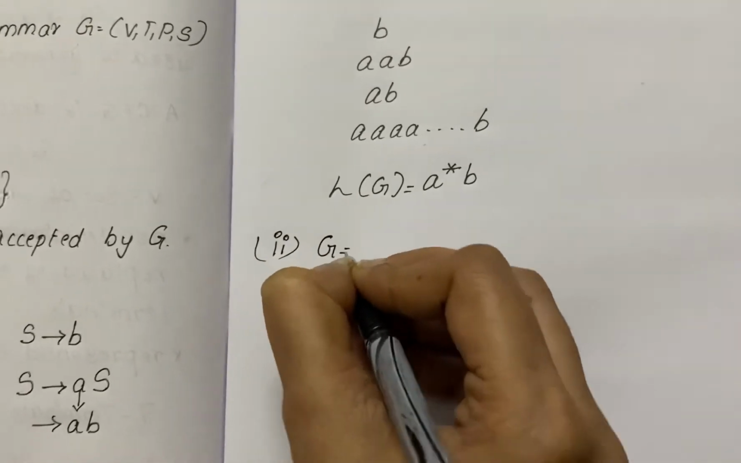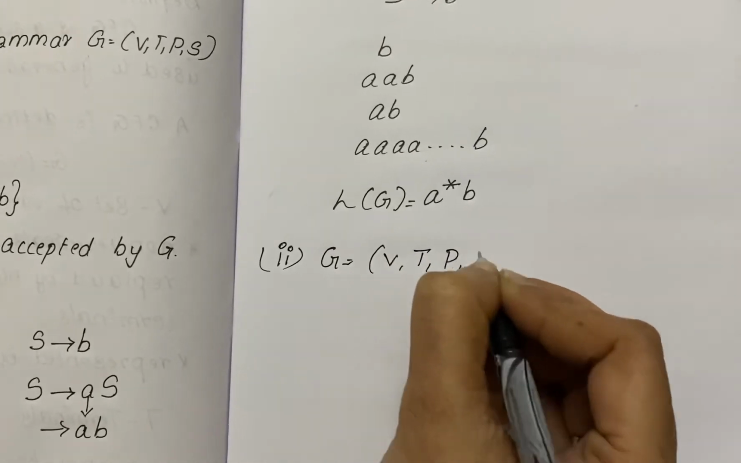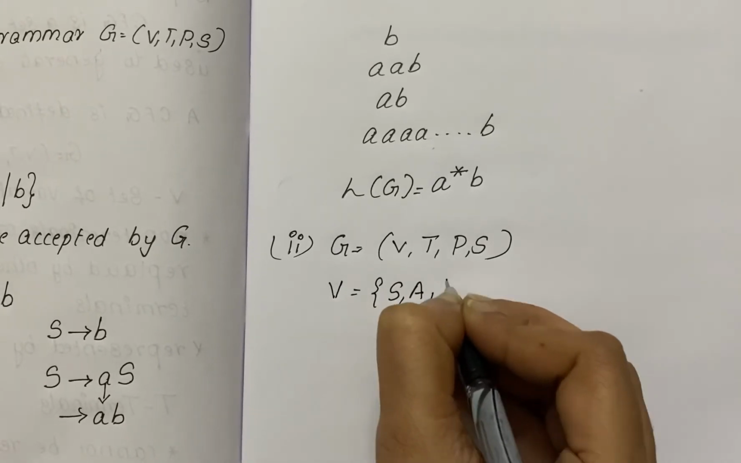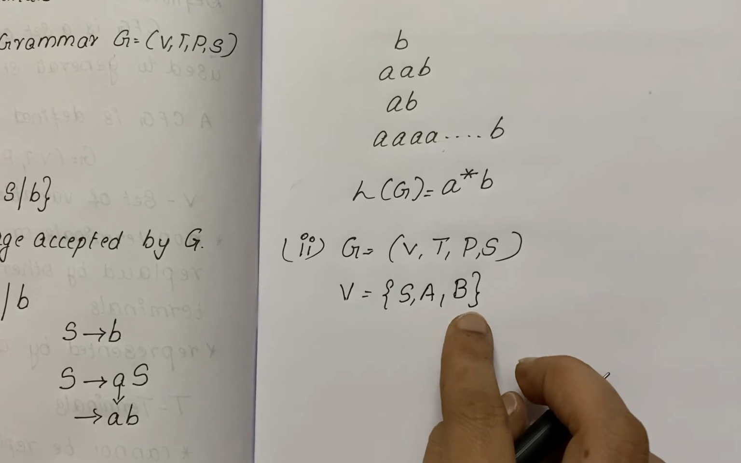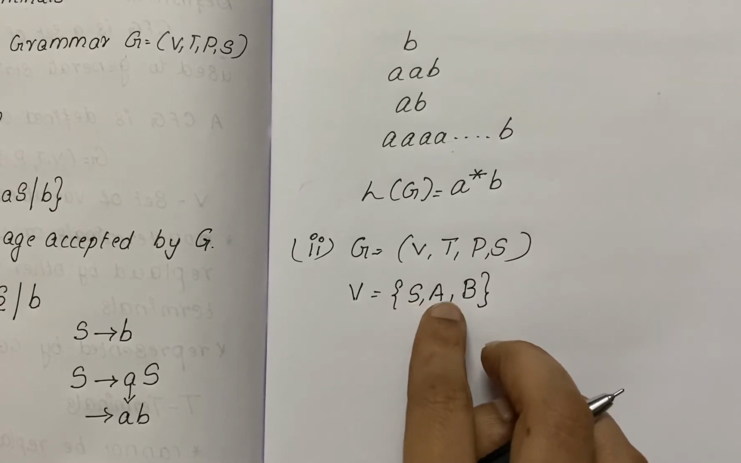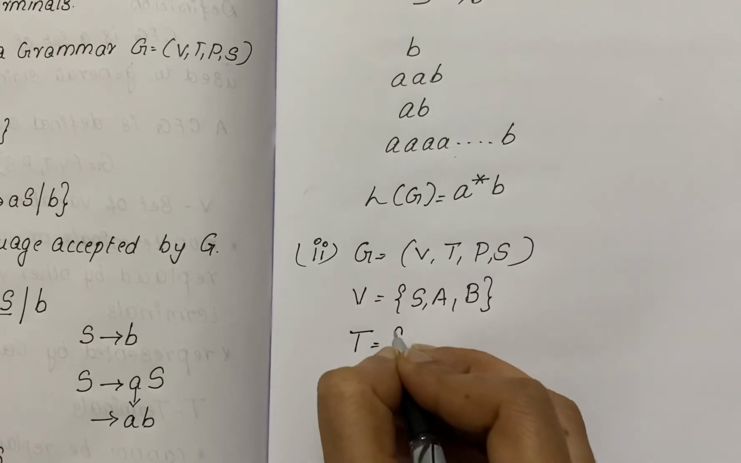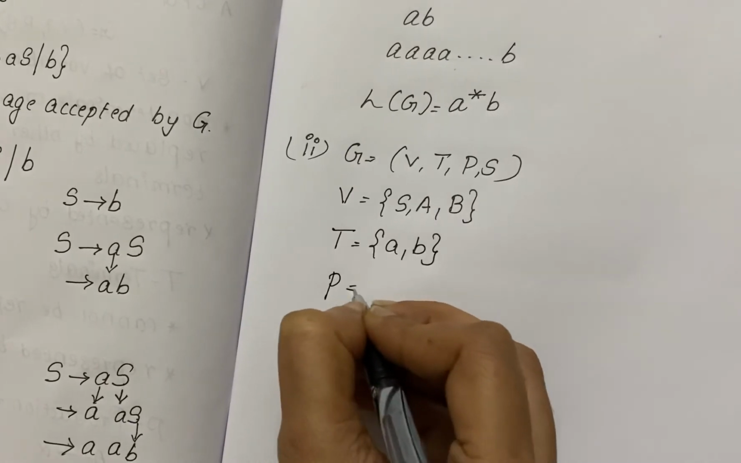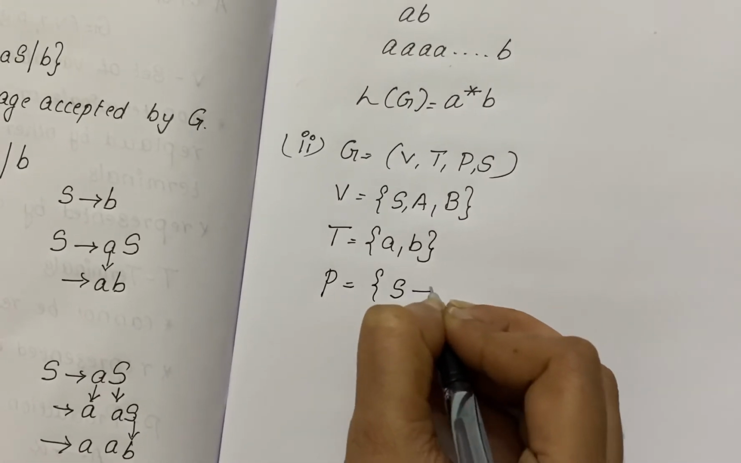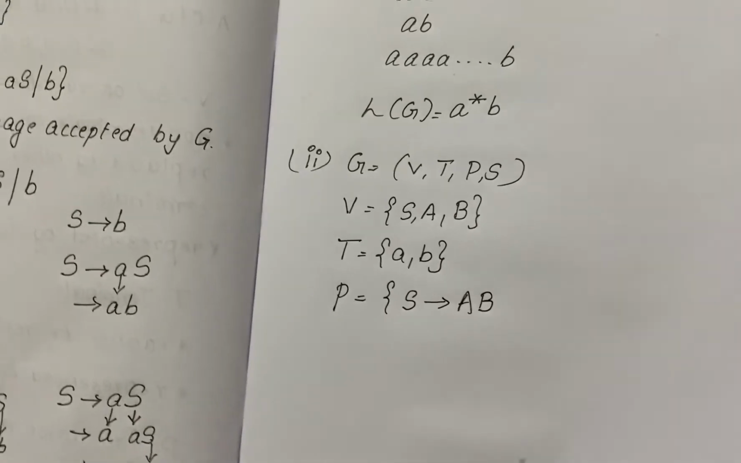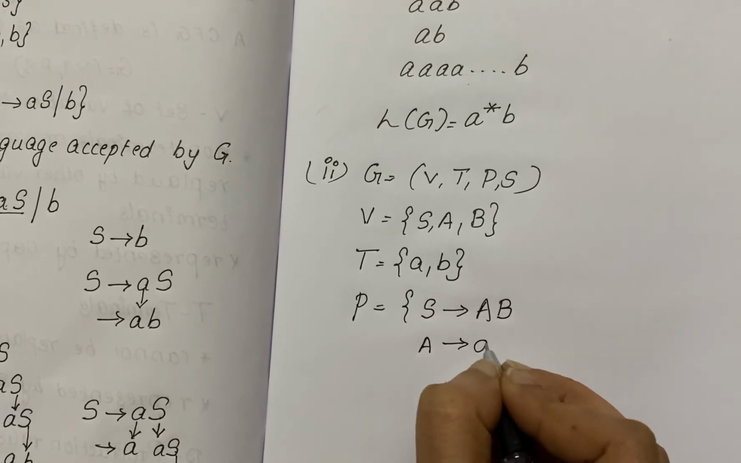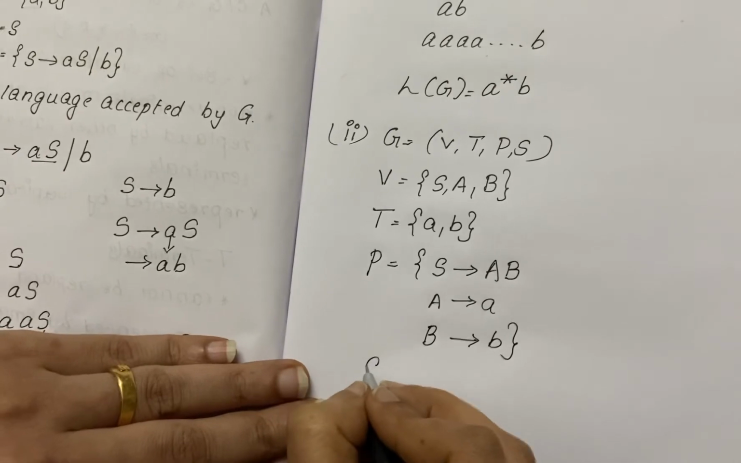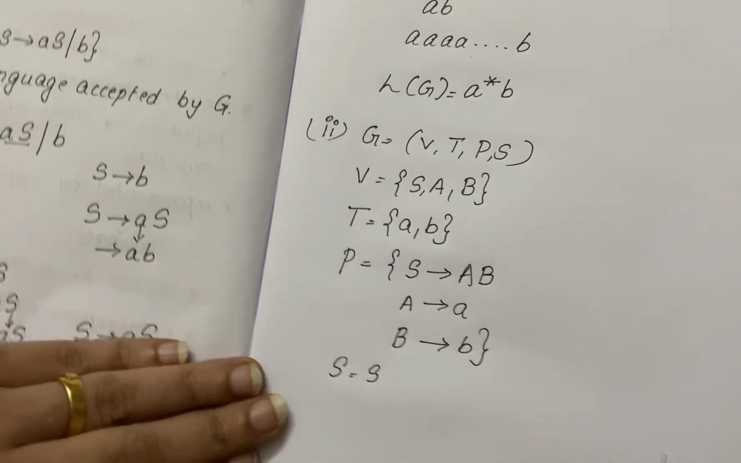So G is equal to V, T, P, S. V is equal to S, A, B. Now you see here how many non-terminal symbols or capital letters are there? 3: S, A and B. Now terminals. They have given two terminals, a and b, small letters. Now we are just going to see the production. S gives you AB. A implies a. B implies b. And please keep in mind, S is your start symbol, even if it is not given.